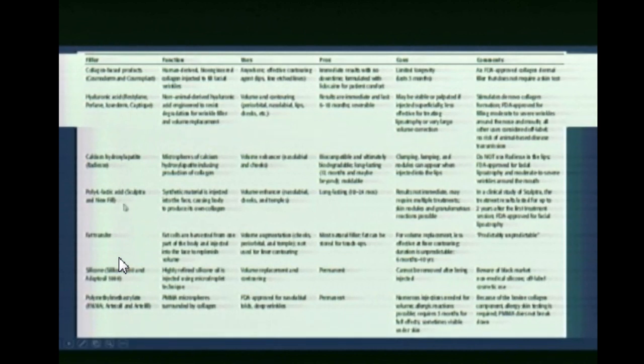We have silicone, which is not really used in the periorbital area. And we also have the permanent fillers, which are considered absolutely contraindicated and should not be used in the periorbital area.